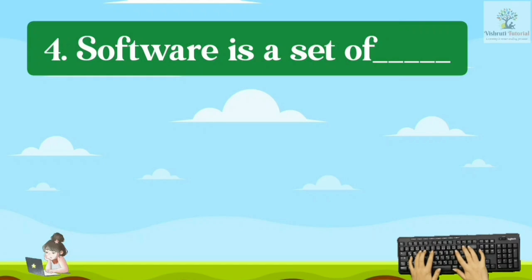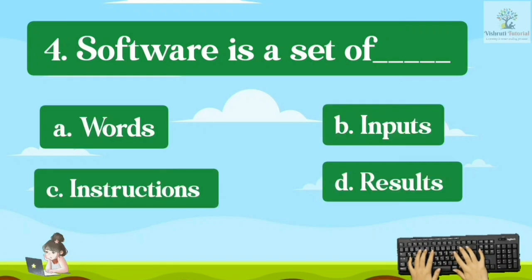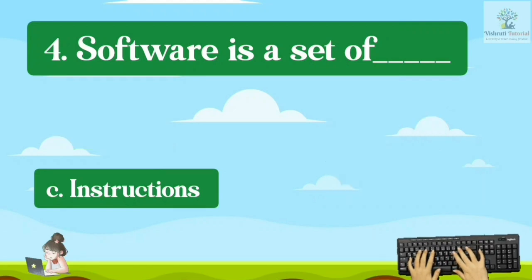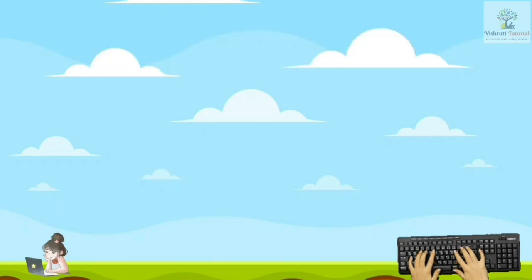Question number 4. Software is a set of dash. Options: A. Words, B. Inputs, C. Instructions, D. Results. And the correct answer is C. Instructions. Software is a set of instructions.